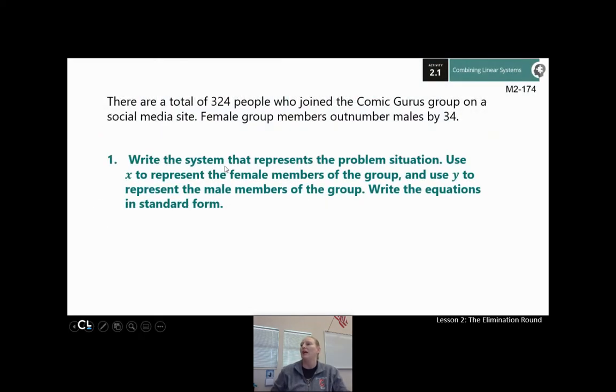So what do we have here? Let's write the system, right? That's the first thing we've got to do. Let's write the system that represents the problem situation. And you're going to use X to represent the female members of the group and use Y to represent the male members of the group. So remember that the total members of the group is 324 and that the difference between female and male members is 34. So see if you can use that information to give me two equations. Go ahead and hit pause, see if you can come up with those equations, and then hit play when you're ready to check your work.